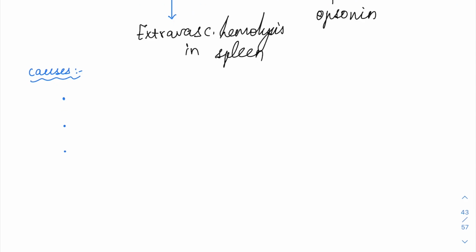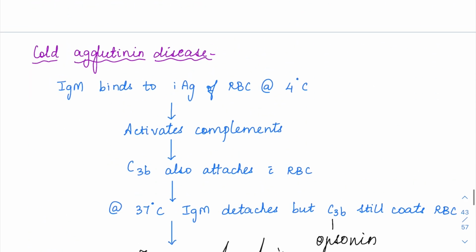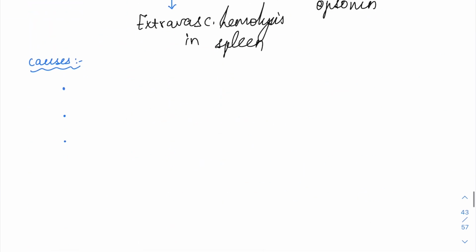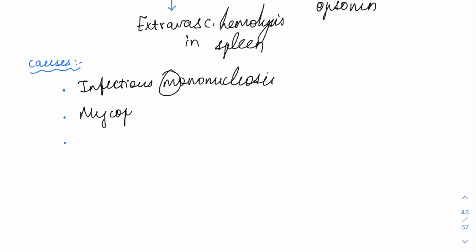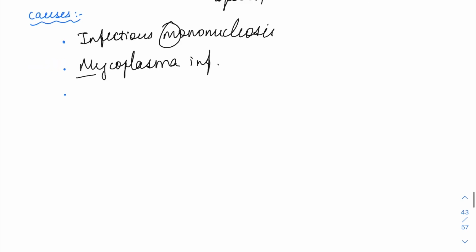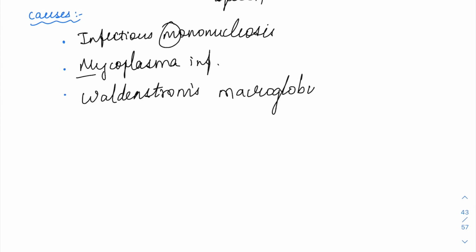So here again, the causes are going to be everything related to M in this cold agglutinin disease. So IgM. The causes are going to be infectious mononucleosis, which is an Epstein-Barr virus related disorder. So M is here again. Then Mycoplasma infections, again another M. And then Waldenstrom's macroglobulinemia, a plasma cell dyscrasia in which there is going to be excess formation of the immunoglobulin IgM. So here again there is an M. So all M's are going to be there in cold agglutinin disease.